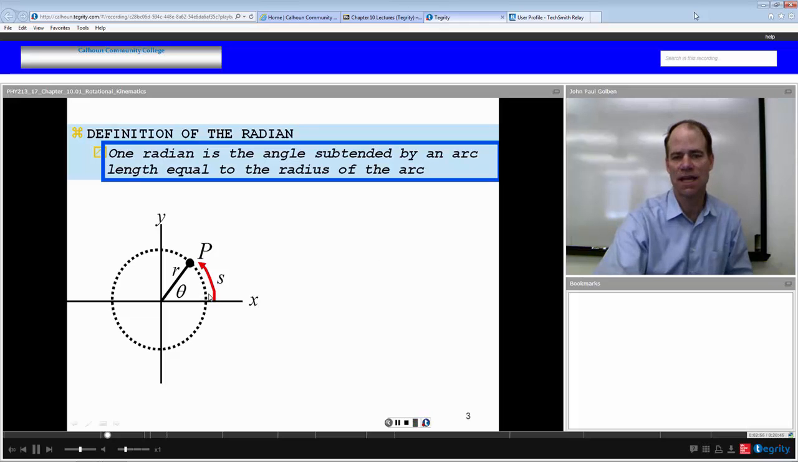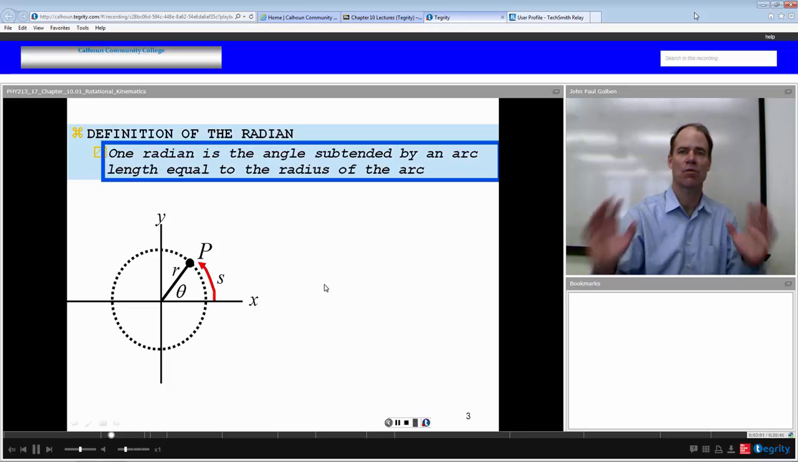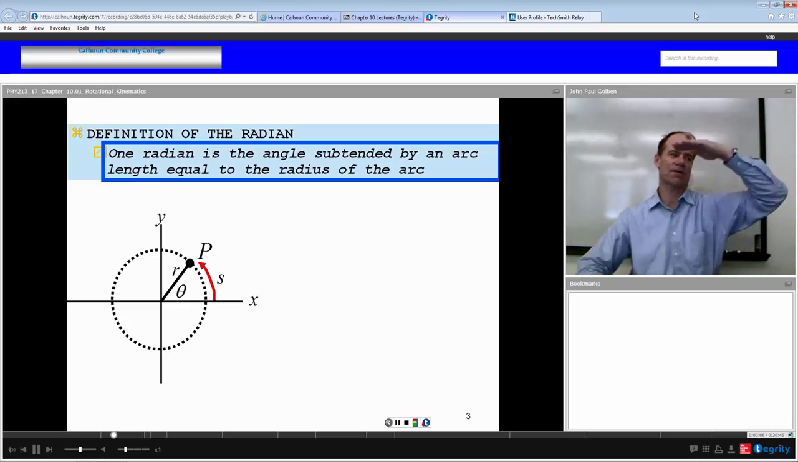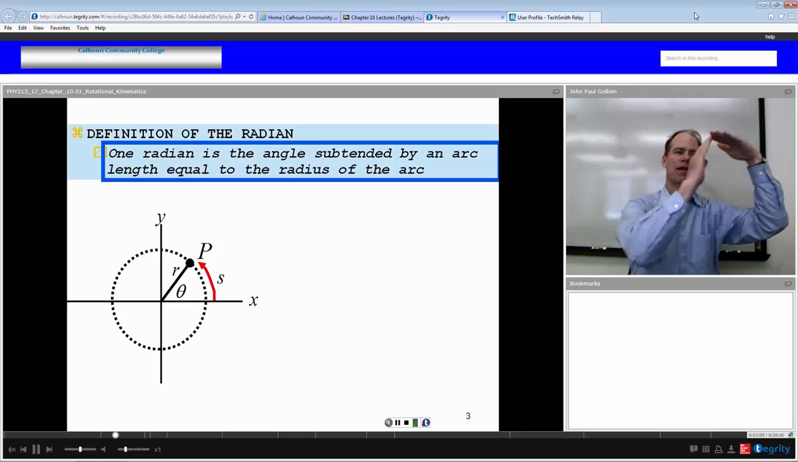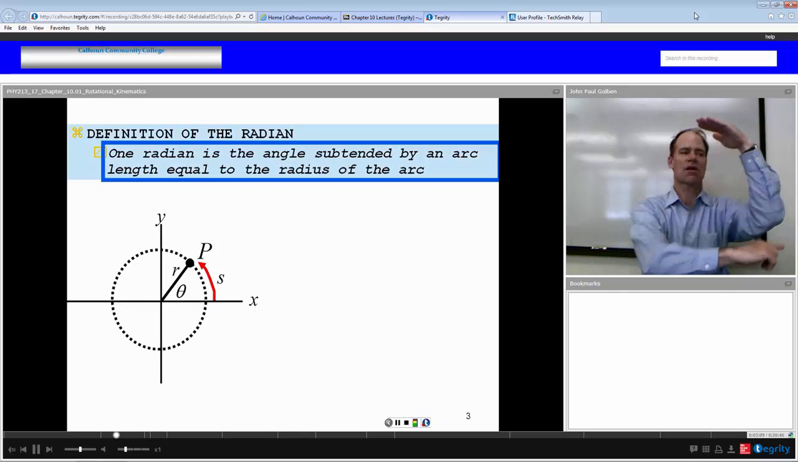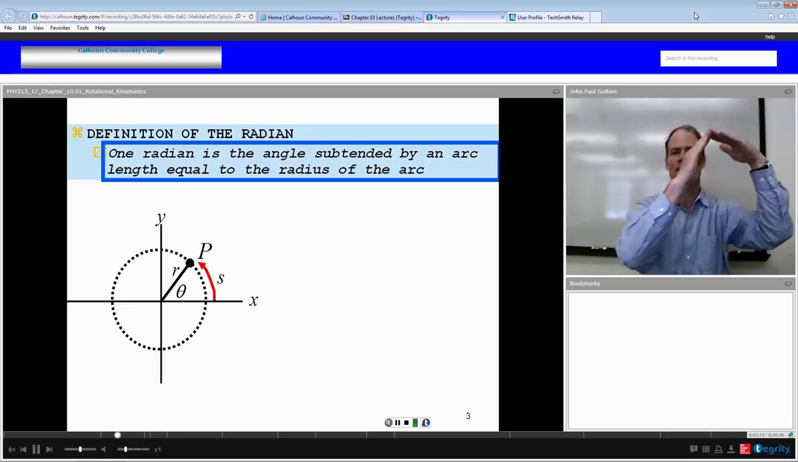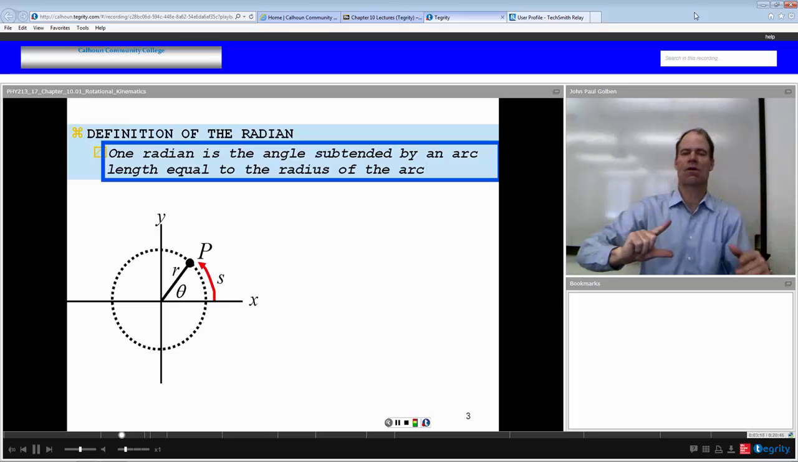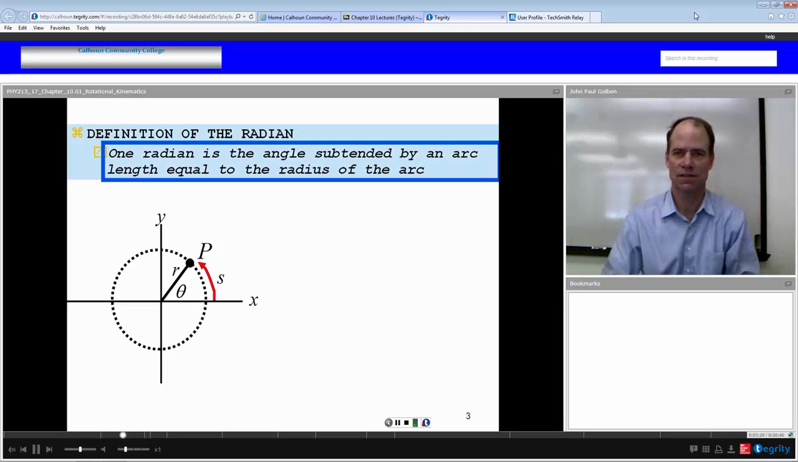So if this length s were exactly equal to the radius of this circle, we would have 1 radian. If you were a referee calling timeout, you had an arc length like this and a radius like this, and when this arc length is equal to the radius of the arc, we have 1 radian. And hence that angle right there is about 57.3 degrees.